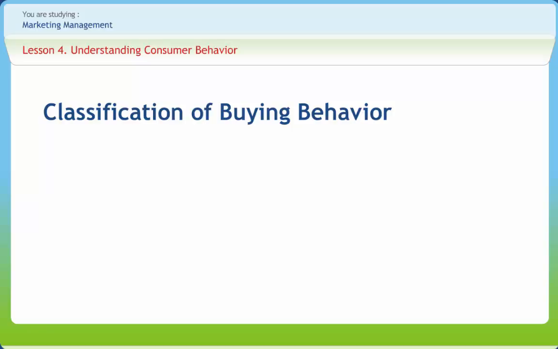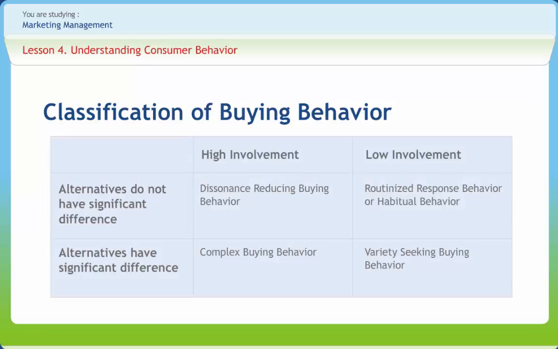Customers show dissonance reducing buying behavior when the involvement of the customer in the purchase activity is high, and customers cannot find a substantial differentiation among the alternatives. The consumer is highly involved and sees little difference among brand alternatives.